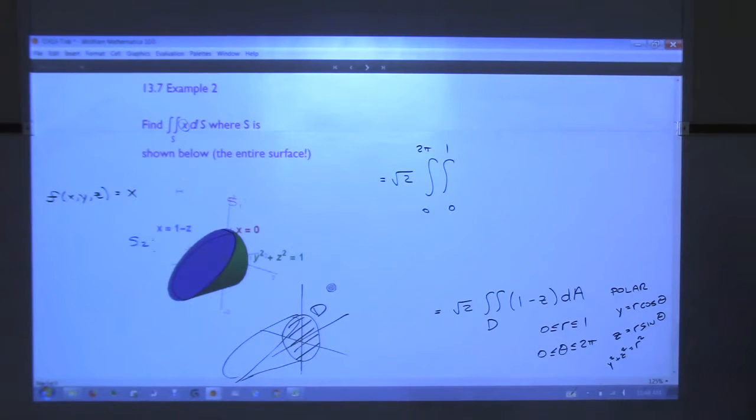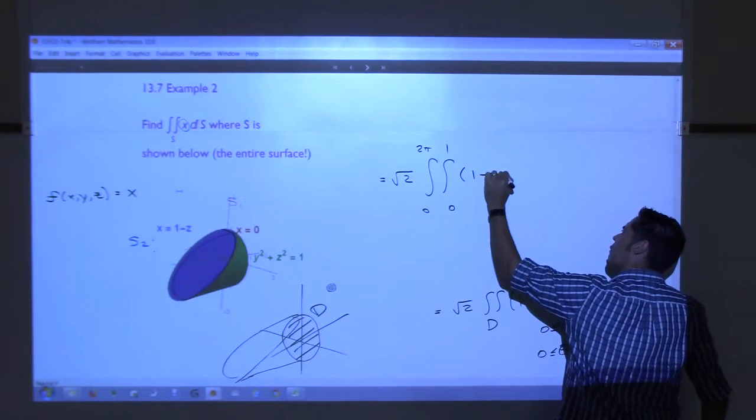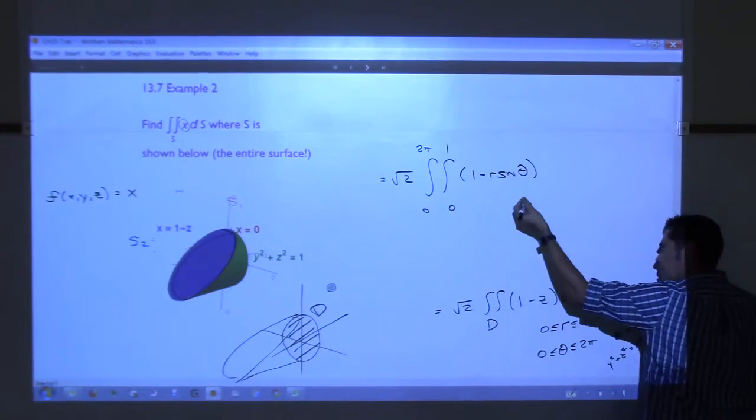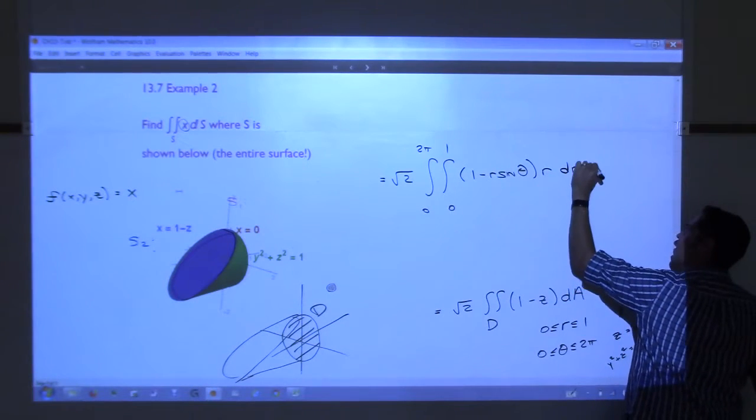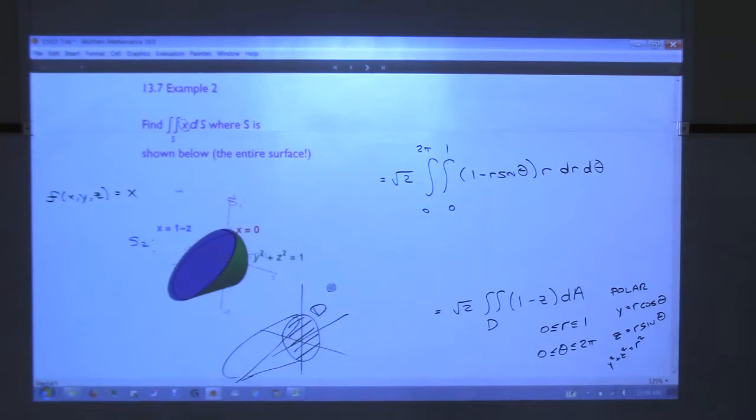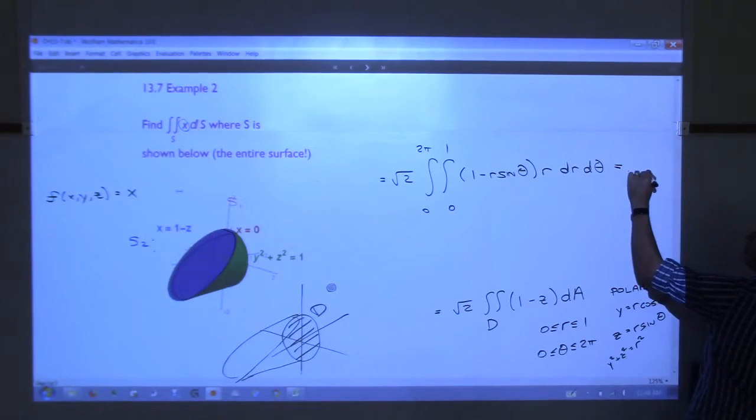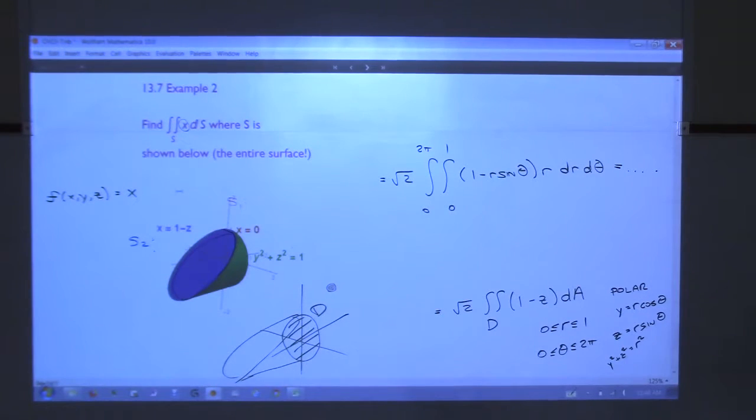Okay. And then I'm going to have what inside here? 1 minus r sine theta, and then r, because we did polar, dr d theta. And does that look like something you could integrate? Do that with respect to r, do that then with respect to theta, and grind out the answer. So I'll leave that to you. Is that okay with you? Equals dot, dot, dot. So whatever we get there, that answer, we're going to put it on hold, and now we've got to go get S3.